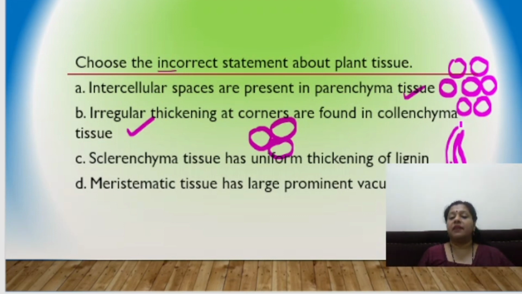Okay, so if you see the last one, meristematic tissue has large prominent vacuole. That is a wrong statement, because for the meristematic tissues we have to learn 4 characteristic features. First, they have thin cell wall because they are rapidly dividing cells. Second, they have dense cytoplasm. They have prominent nucleus. And finally, they don't have vacuoles because they hardly store anything. So the incorrect option is option D. This is our correct answer.